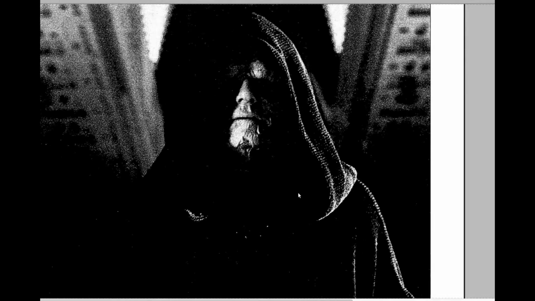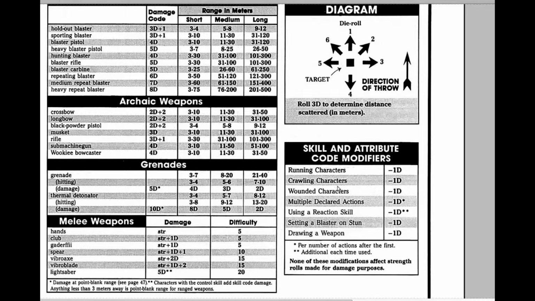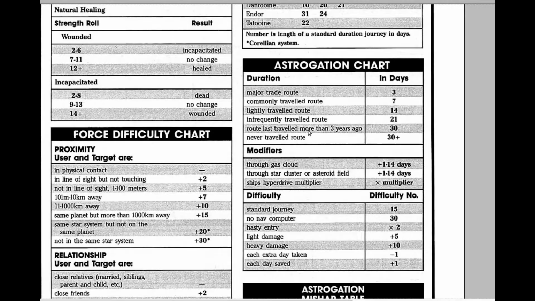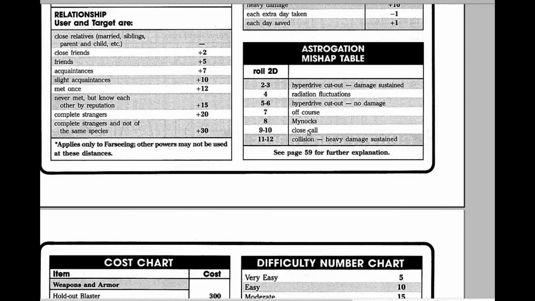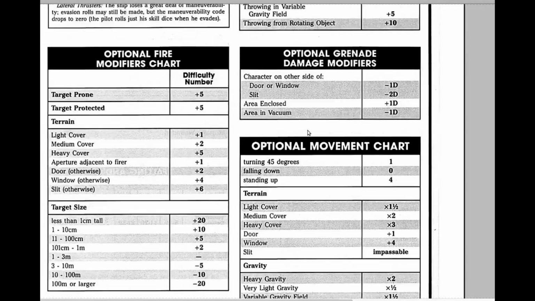Obviously, if you want to know a bit more about the game, you're going to need to delve into the Game Master section, but you can also play the game off the charts. So you've got your weapon charts with your damage codes and your ranges, scatters, skill and attribute code modifiers. You've got your healing table and navigation and all that good stuff. Various difficulty bits, costs for various items, starship damage, and I think that's it.